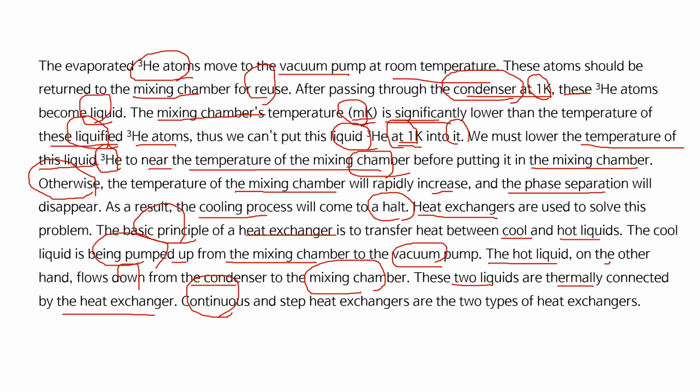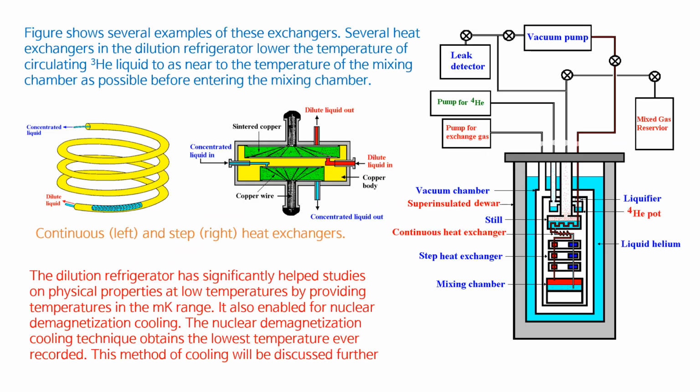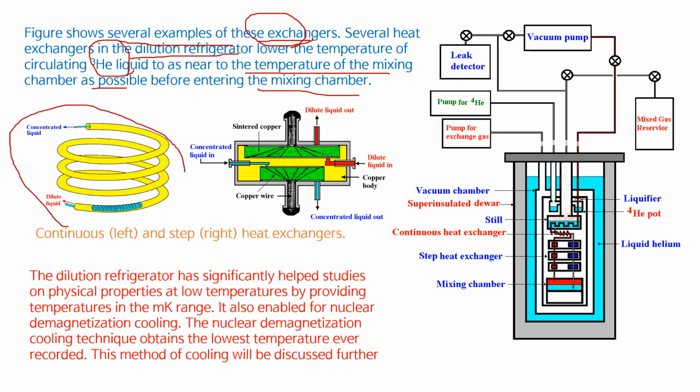We have two types of heat exchangers: continuous and step heat exchangers. The figure shows several examples of these heat exchangers. Several heat exchangers in the dilution refrigerator lower the temperature of the circulating helium-3 liquid to as near to the temperature of the mixing chamber as possible before entering the mixing chamber. This is the continuous heat exchanger, and this is the step heat exchanger.